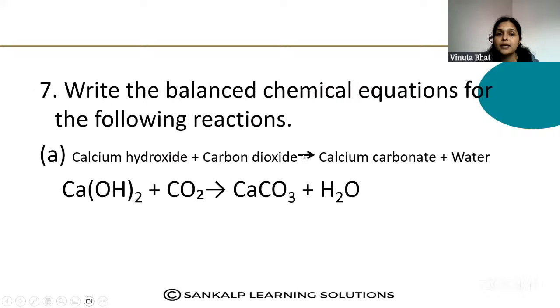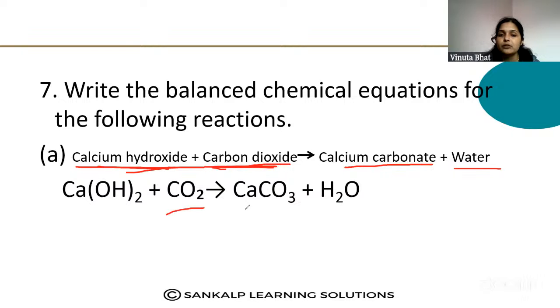Write the balanced chemical equations for the following reactions. Here a word reaction is given. You have to write the chemical reaction, the balanced chemical reaction. Calcium hydroxide reacts with carbon dioxide, and it forms calcium carbonate and water.